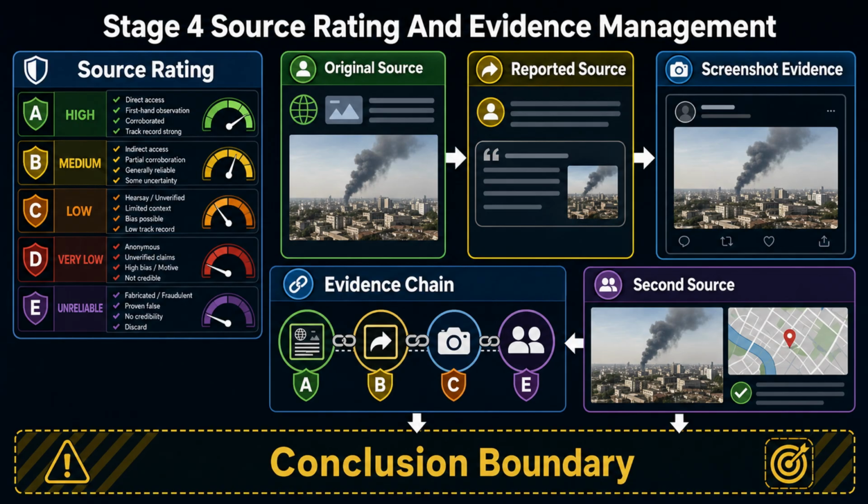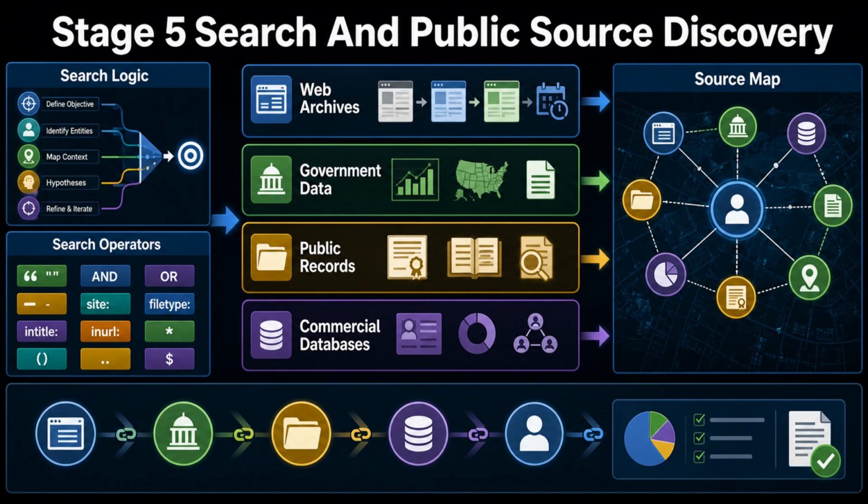Stage 4 is where we stop treating every screenshot as proof. Someone may say, "I saw it online." That tells us almost nothing. Was it the original source? A repost? A cropped screenshot? A media summary? A translation? Each layer can add mistakes. So we learn source rating, evidence chains, second sources, counter-evidence, and conclusion boundaries. A strong conclusion is not loud. It is traceable.